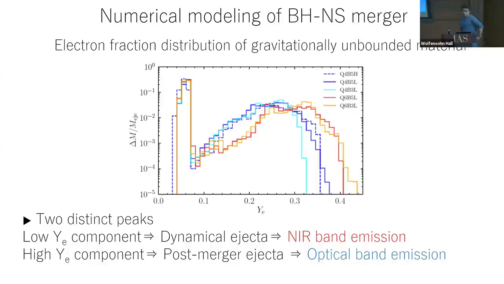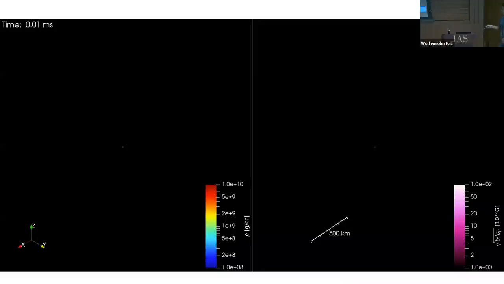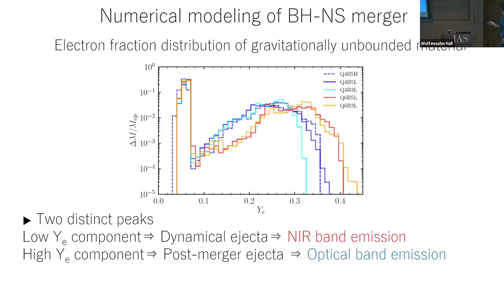Although the nucleosynthesis calculations and the light curve calculations are ongoing, we expect that the first component produces a red emission in the near infrared band, and the later component produces a blue emission in the optical.